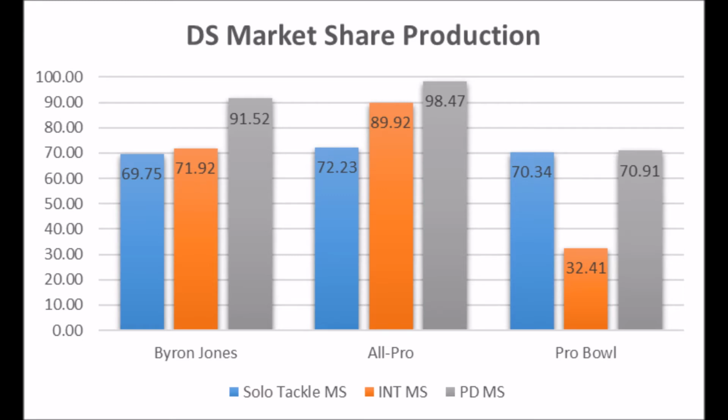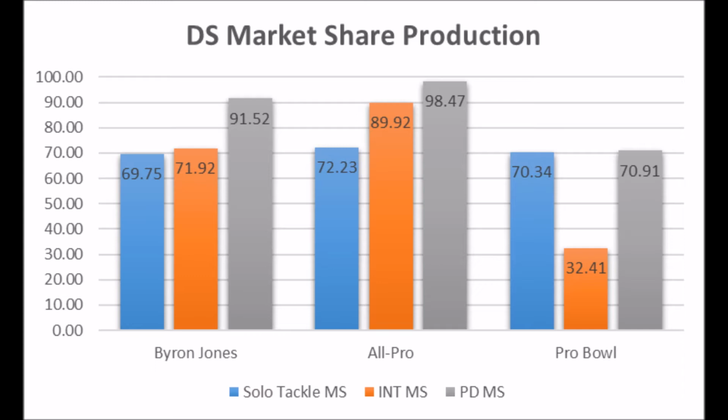Hits the pass deflection market share score of at least the bottom end threshold for Pro Bowlers. Hits the interception market share score for the bottom end Pro Bowlers. And the only real issue he has is just his solo tackle market share, because he has a 69.75, but the bottom end threshold for Pro Bowl types is 70.34. However, it's pretty dang close. So it's within the margin of error in terms of the solo tackle market share. I wouldn't hold that against him because it's just kind of right there in terms of his data.